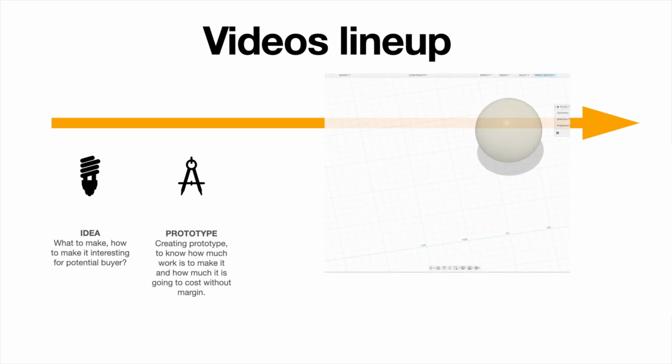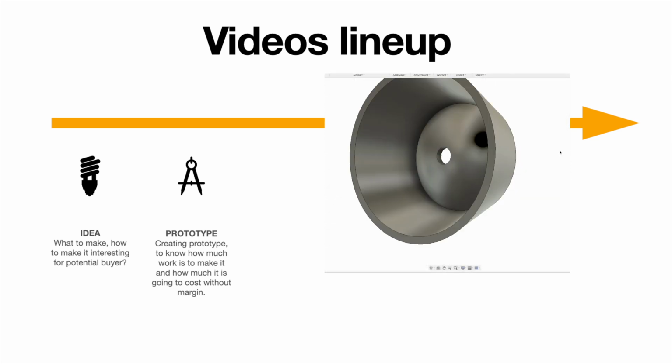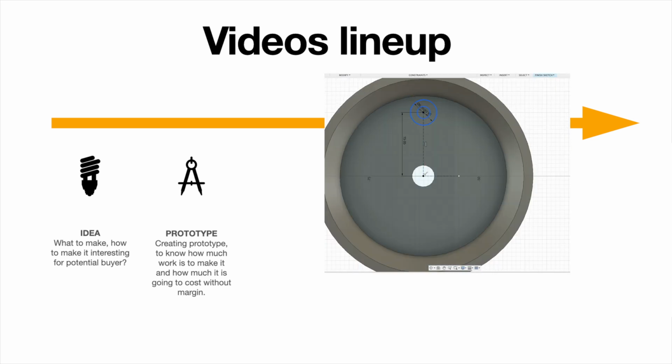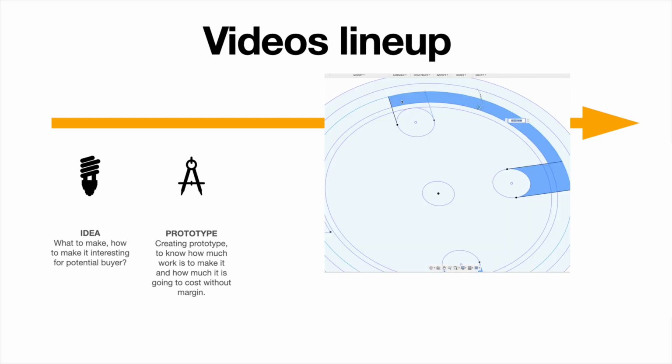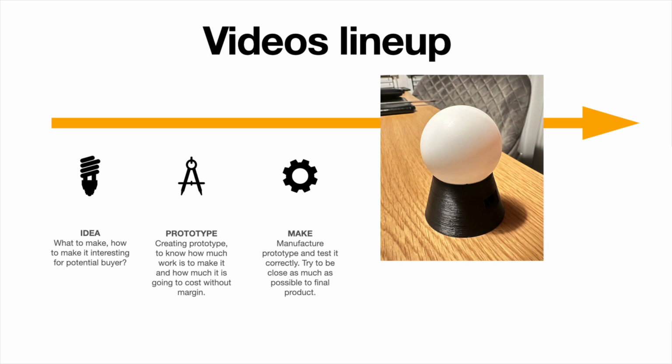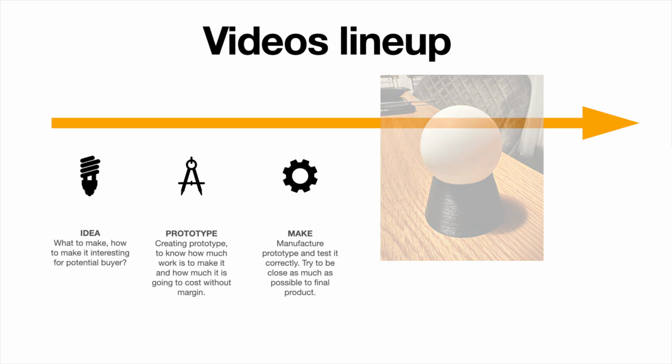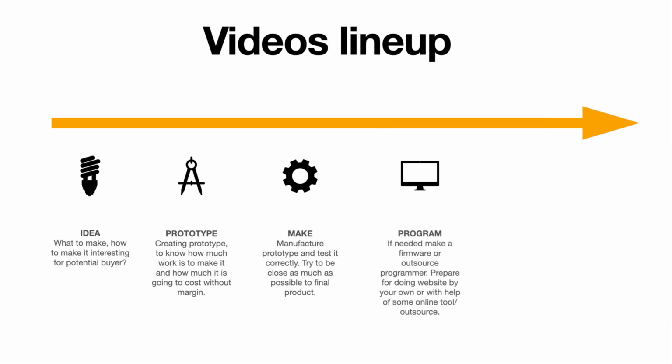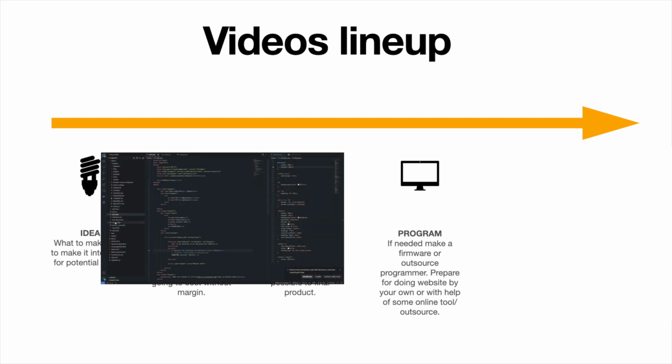Next, we'll create a test prototype to see how much work goes behind it and if it's worth it after adding our margin. We'll design our business model and get to work. We then create the finished product as we want to distribute it. We'll test everything and move on to the next phase, which is programming and coding. Both for the product itself and for the promotion, meaning the website.